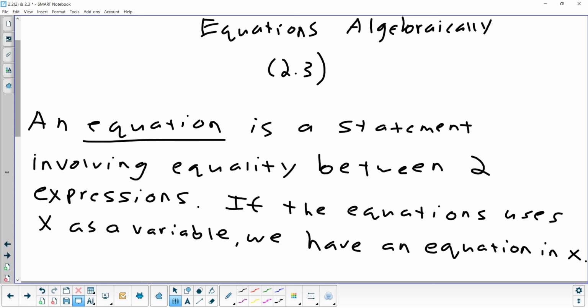So if I gave you directions like on the test, and I said write an equation in L, I'm asking you to write an equation using the letter L. So maybe it's a problem about length. Usually we pick a letter that makes sense with what we're trying to find.